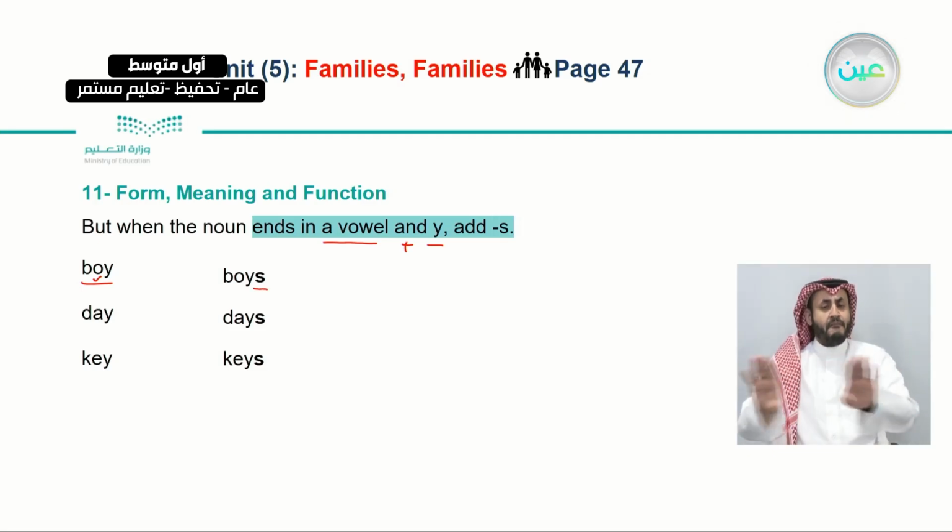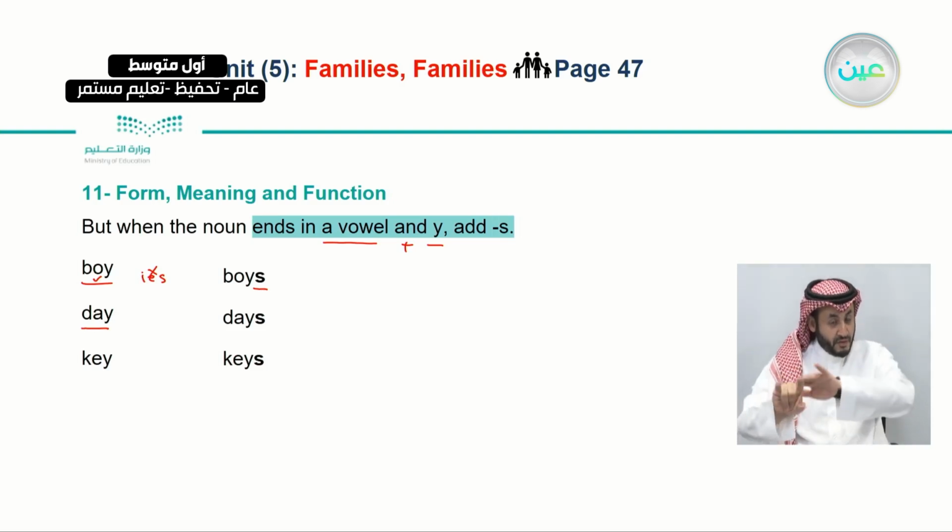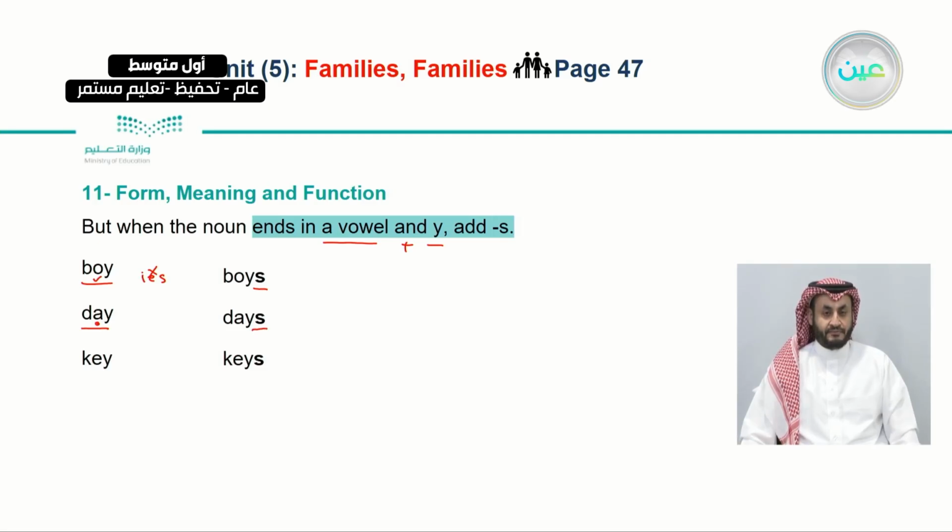We don't change the Y into IES. No need for that, because the vowel was followed by the Y. Look at the next word, day. Same thing. We have the vowel A right here, followed by Y. So in this case, what should we do? Do we change the Y? No, it's not a consonant. We just add S. As simple as that. No need to change the Y into IES because we have the vowel followed by Y.